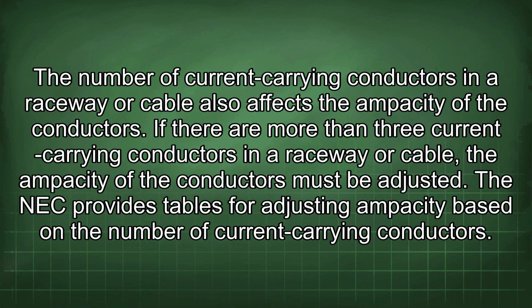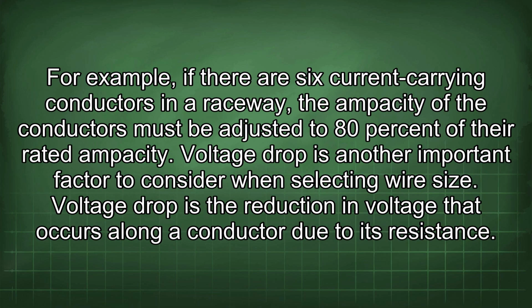The number of current carrying conductors in a raceway or cable also affects the ampacity of the conductors. If there are more than 3 current carrying conductors in a raceway or cable, the ampacity of the conductors must be adjusted. The NEC provides tables for adjusting ampacity based on the number of current carrying conductors. For example, if there are 6 current carrying conductors in a raceway, the ampacity of the conductors must be adjusted to 80% of their rated ampacity.